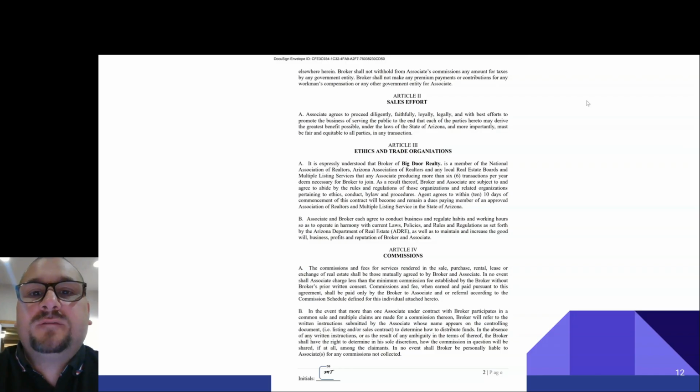Article 2, sales effort. Associate agrees to proceed diligently, faithfully, loyally, legally, and with the best efforts to promote the business of serving the public to the end that each of the parties hereto may derive the greatest benefit possible under the laws of the state of Arizona, and more importantly, must be fair and equitable to all parties in any transaction. Article 3, ethics and trade organizations.